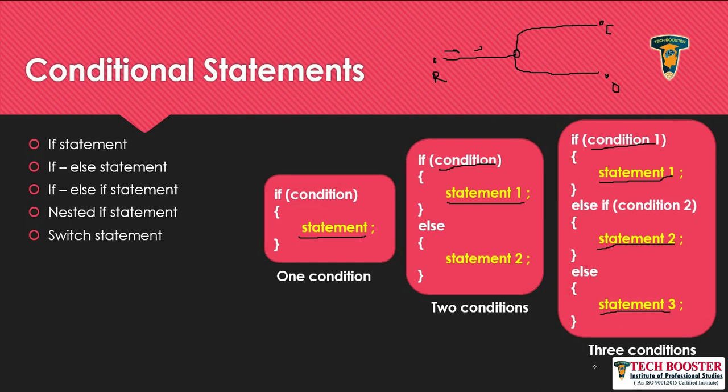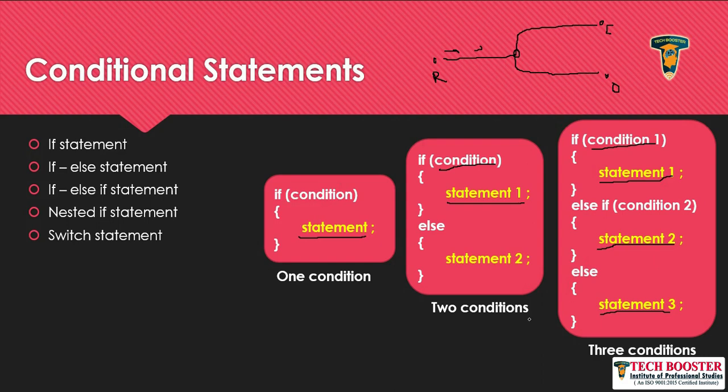So this is the case for three conditions. If you have more than three conditions, like if you have four conditions, in that case you need to write another else if where you need to consider your condition 3, and similar is the case for your 5th, 6th or more conditions.